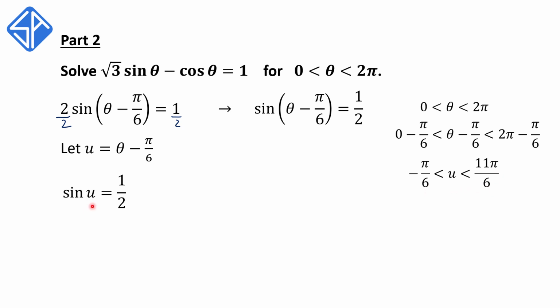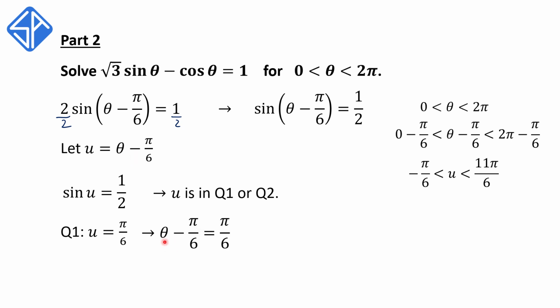So if we think about sine u is equal to a half, because this is positive, we can conclude that u has got to be in quadrant 1 or quadrant 2. If u is in quadrant 1, then u is going to be equal to pi on 6. But because we defined u to be equal to theta minus pi on 6, we've got theta minus pi on 6 is equal to pi on 6. Therefore, theta is equal to pi on 3.